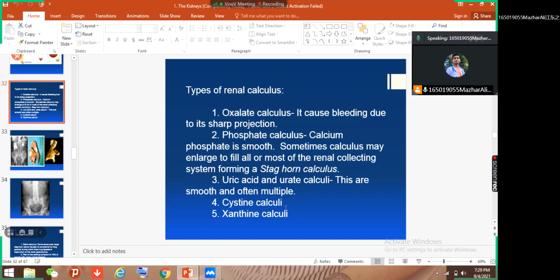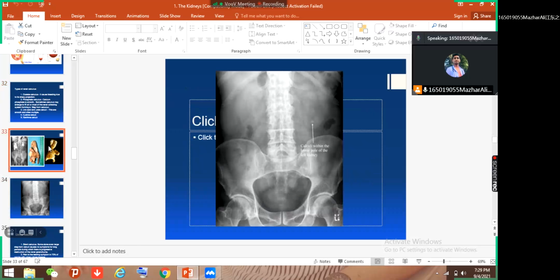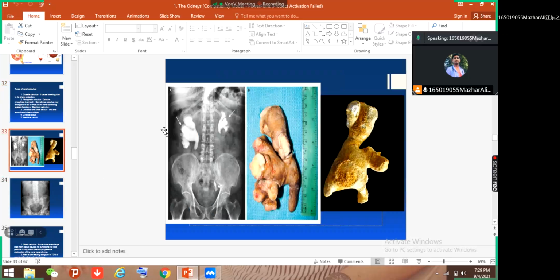Then cystine calculi, then xanthine calculi. So these are the few calculi that lead to the formation of stone. This is the staghorn calculus. You can see it in the KUB ultrasound and KUB X-ray. You can see the staghorn calculus here. This is a picture of a staghorn calculus.